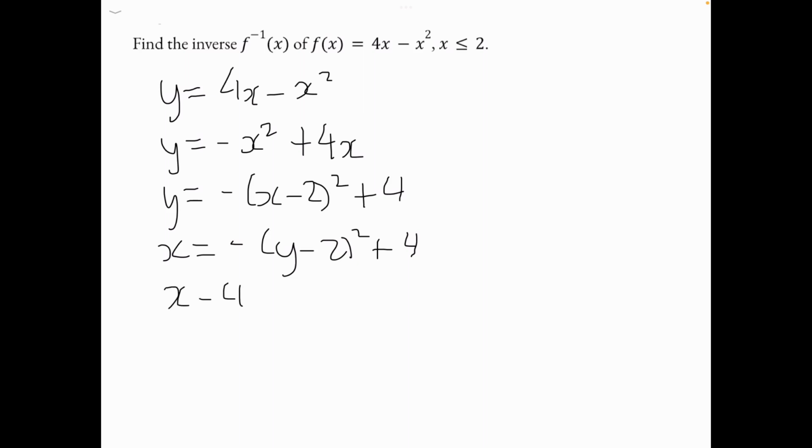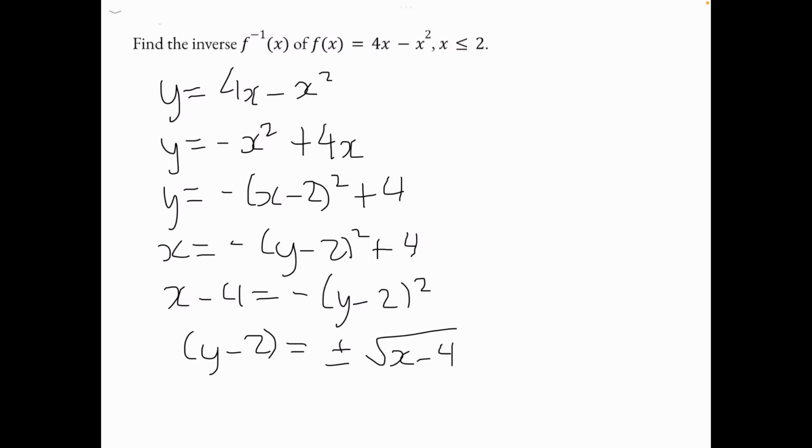So x - 4 = -(y - 2) squared. Then we'll square root both sides. y - 2 = plus or minus the square root of (x - 4). Now, since the domain is x is less than or equal to 2 for f(x), the original function, this means that y is in fact less than or equal to 2 for the inverse.